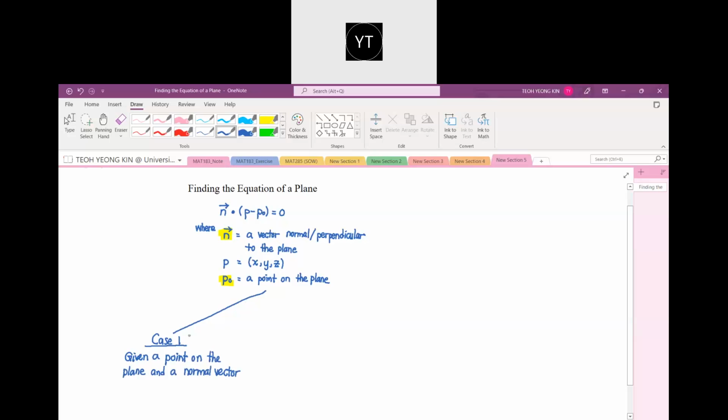So kat sini, case number 1 ni paling senang lah. Dia bagi satu titik dan satu normal vector. So kita boleh direct ganti saja. This is the easiest scenario.